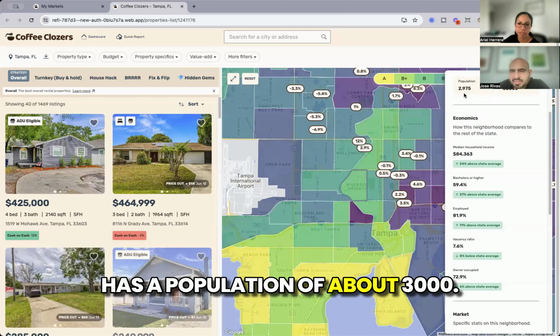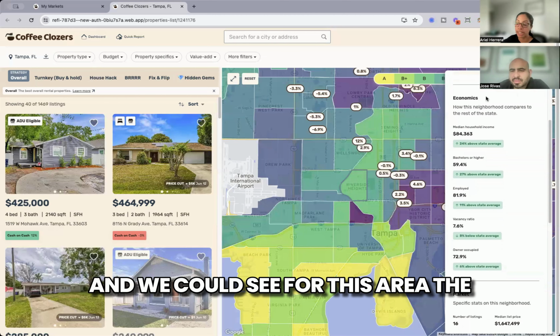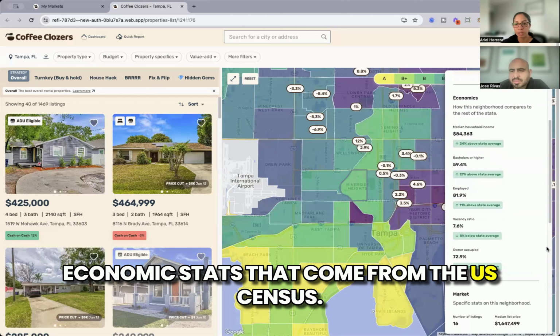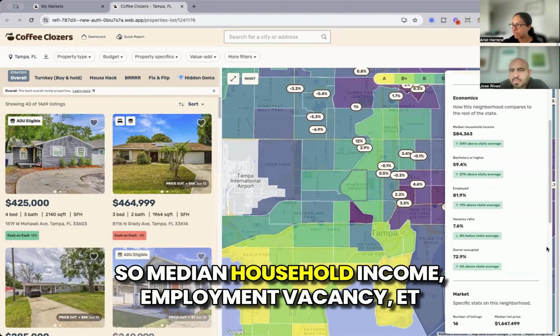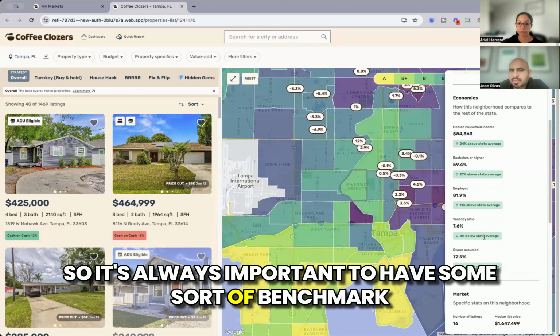It has a population of about 3,000. It's about 10 blocks long, 5 blocks wide. And we can see for this area the economic stats that come from the US Census: median household income, employment, vacancy, et cetera. Everything is beating state averages. So it's always important to have some sort of benchmark.